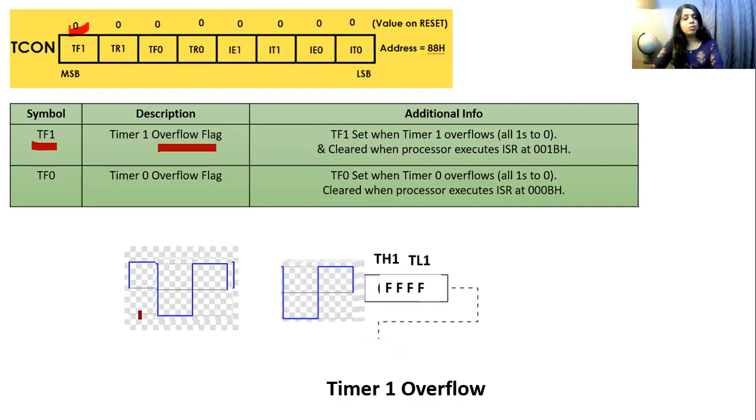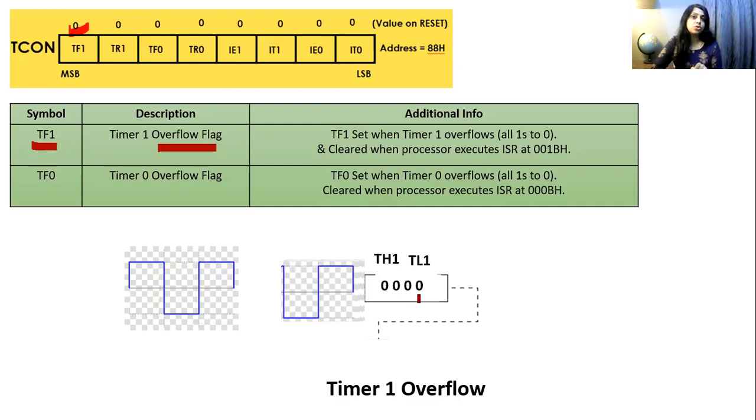At one point of time, the count becomes FFFF. FFFF means all ones in timer 1, and this is the highest count that timer 1 can store. So what happens if it receives one more clock cycle? Initially it was 0, so it was fine. It received a clock cycle, incremented to 1, then to 2, 3, 4 and so on. Now it has the highest count. When it receives one more clock cycle, it will become 0.